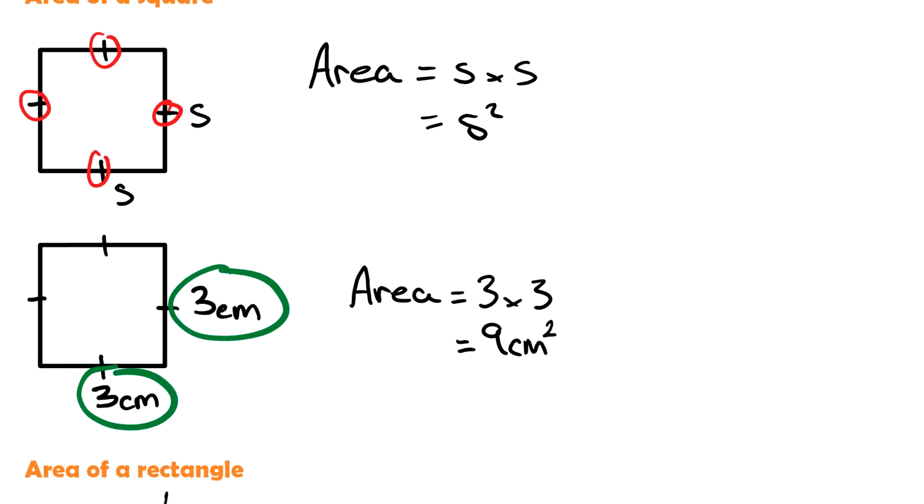Now, I could have done area equals 3 squared, which is 9 centimeters squared. Both are the same thing. If you just want to remember side times side, that's fine. Or you could remember that for a square, you can just square its side. So 3 times 3 or 3 squared.